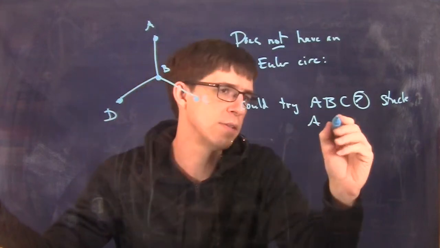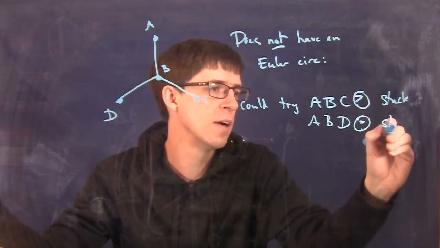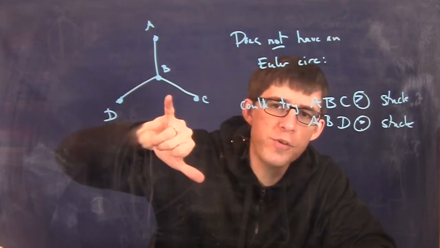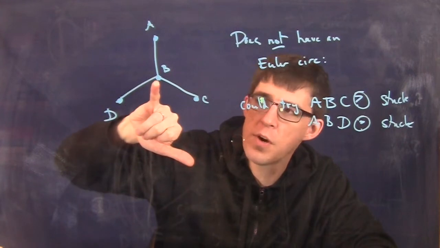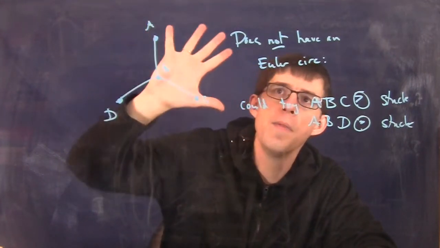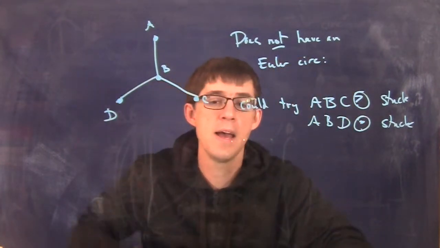Well, no. If you went the other way, the same thing happens, right? Or A, B, D. Again, you get stuck, right? There's nothing special about starting at A. Is it any better if you try to start at B? No, actually, it's worse. If you start at B, you can go out to one of these things, but then you're stuck, right? So a graph that looks like that definitely does not have an Euler circuit.